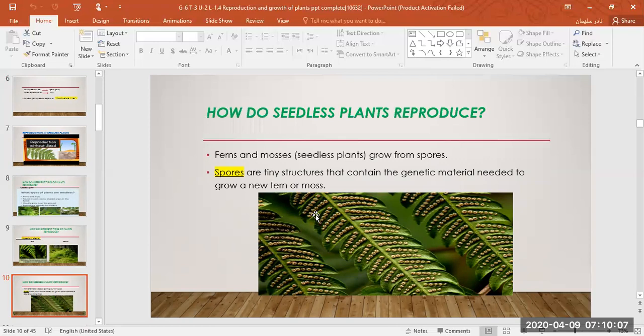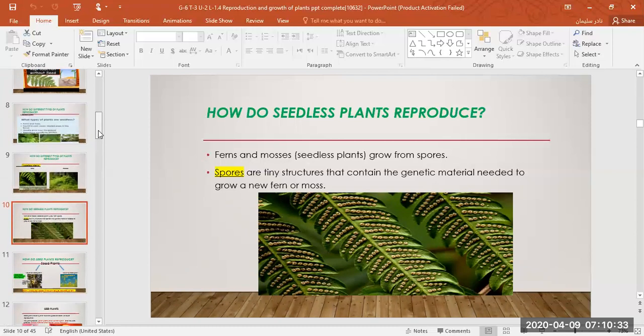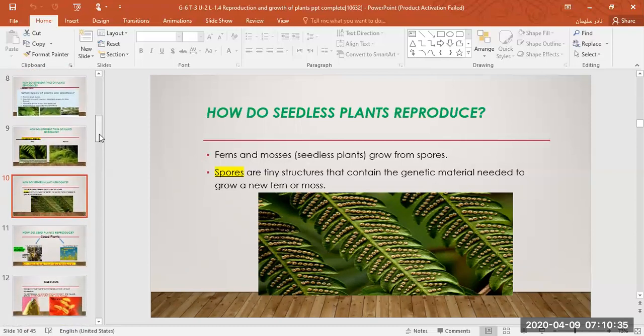Okay, so if we look at this picture, we can see this structure on the back of the leaves. These are the parts that contain the spores. These are not the spores. These structures contain the spores. When they open, the spores are released and taken to another place in order to grow a new fern plant.